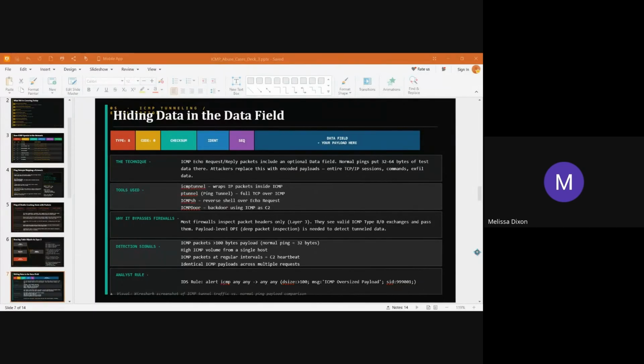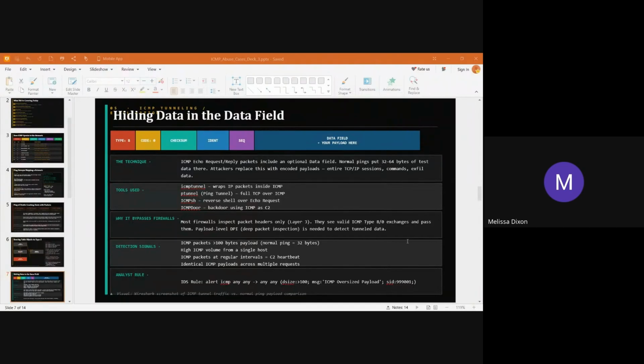Okay, ICMP door, which is a C2 channel using ICMP heartbeat for persistence. So those are just some tools that you're going to want to get to know as your career progresses and as you go through these sessions probably.